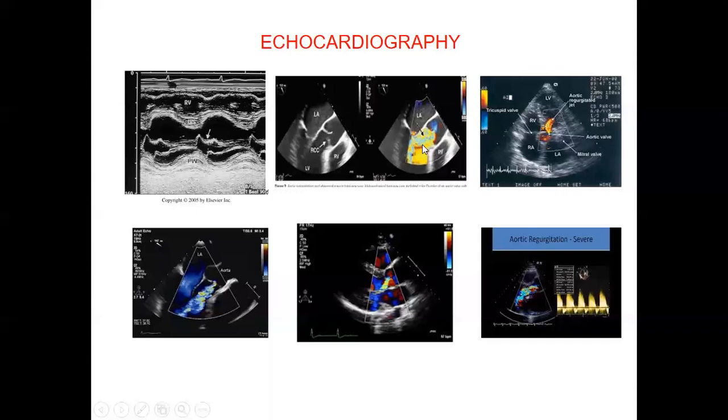From here, you can have regurgitant blood from the aorta into the left ventricle. You can see the regurgitation of the blood in this picture from the aorta into the left ventricle again. This is again a figure in which you can see the regurgitant jet going from the aorta into the left ventricular cavity. So this is the figure taken from the transthoracic echocardiography, and this is the figure taken from the transesophageal echocardiography.